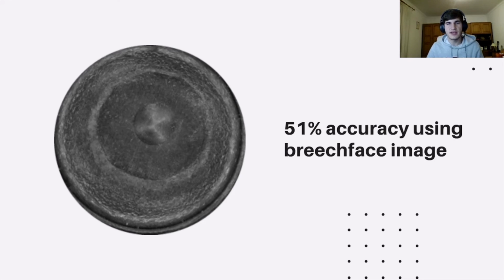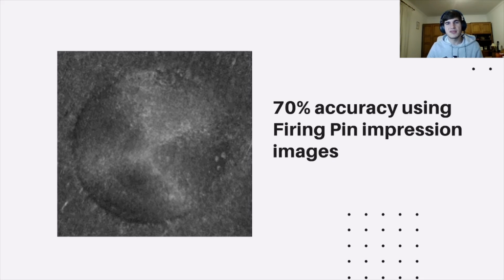Then we used the breech face, the part of the cartridge, which yielded 51% accuracy as well. But then we tried using the firing pin impression, and that yielded a 70% accuracy result, which shows that this feature is a promising feature to feed into a network. What we see here is that there's a light cross in the firing pin, which we think might be holding us back on the results, because this is not from the cartridge itself, it's from the process of acquiring the images.